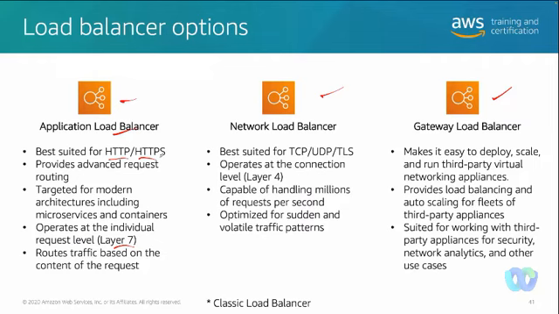If what you need is something that works more at the TCP/UDP or TLS level, or if you wish, at layer 4 of the OSI model, well, in that case, what you need is the network load balancer, right? Really robust, really optimized for spiky traffic patterns. So really good for that. And then you've got the gateway load balancer. What's the gateway load balancer?